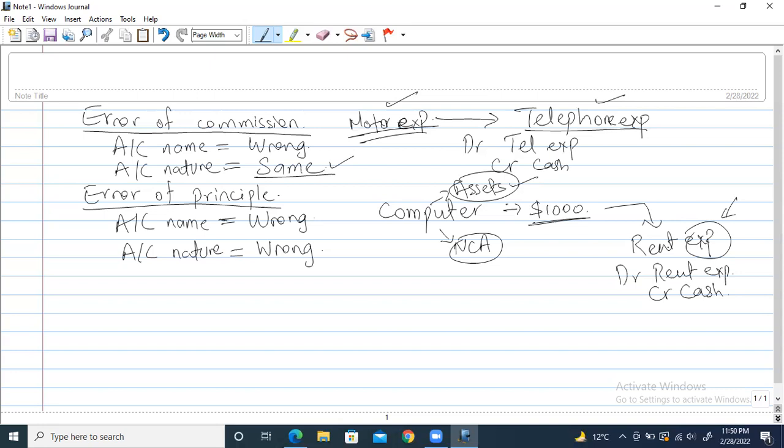There are different kinds of natures like assets, expenses, liabilities, sales, purchases. All of these are different kinds of nature, right? So this is a kind of error of principle in which I've recorded a computer, which is actually a non-current asset, as an expense. So account name and nature, both things are wrong over here.